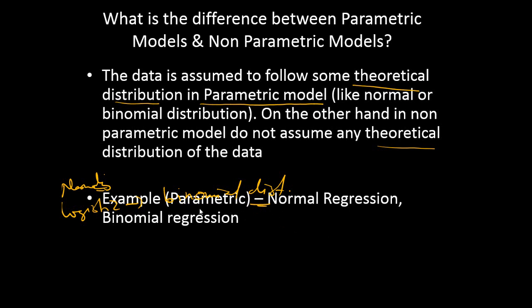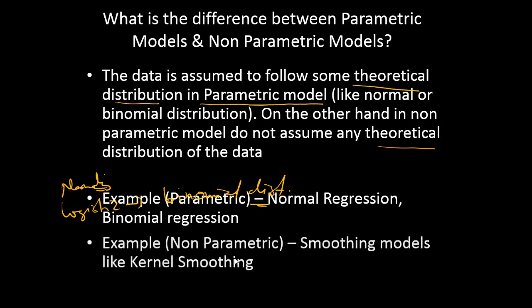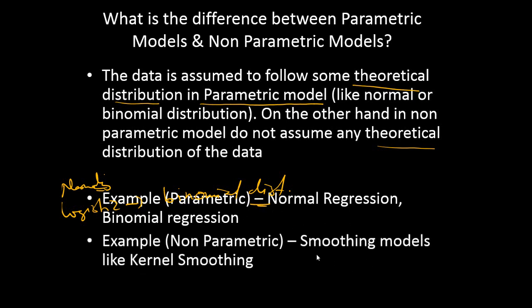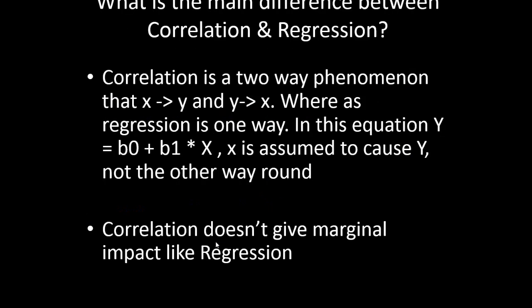So examples of parametric models are normal regression and binomial regression, and examples of non-parametric models are the smoothing models, mostly the kernel smoothing model or a scatter plot smoothing model. So these models are the non-parametric models.